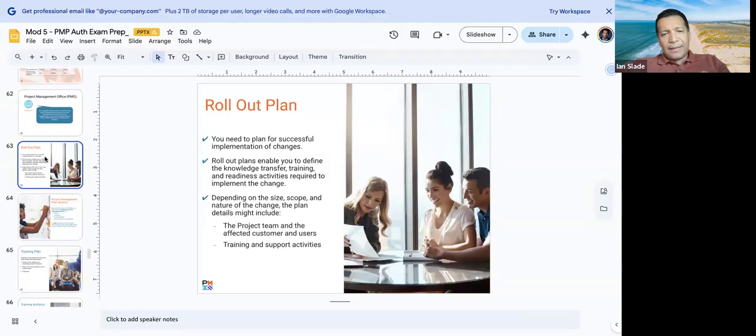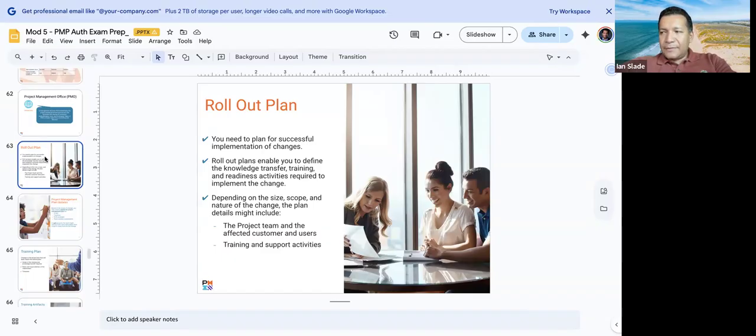All right, rollout plan. As you are getting closer to go live, you usually have a rollout plan that you would use. It helps with knowledge transfer, training, readiness activities, right? Your go, no go, that would be all part of your rollout plan.